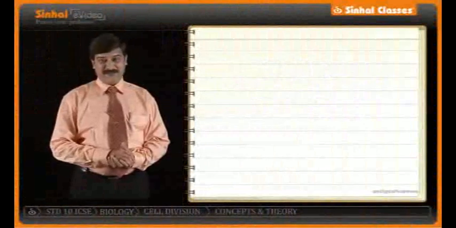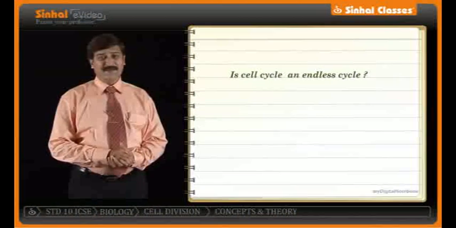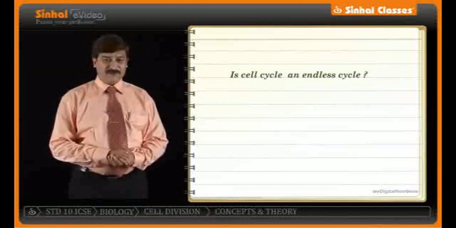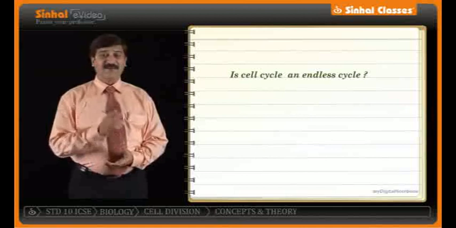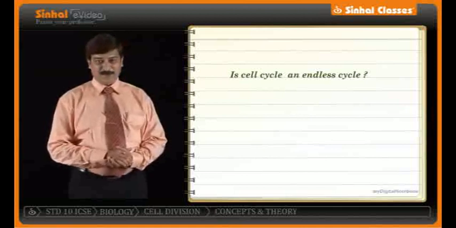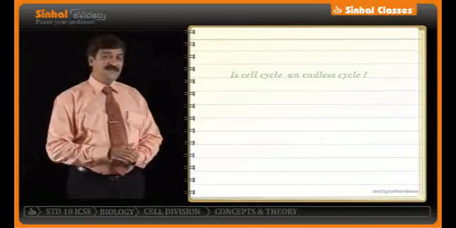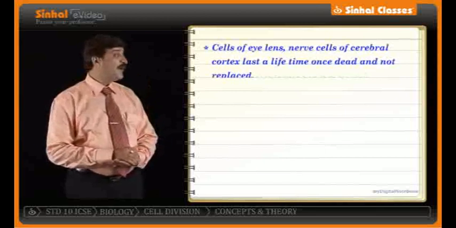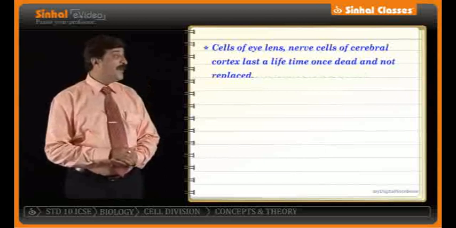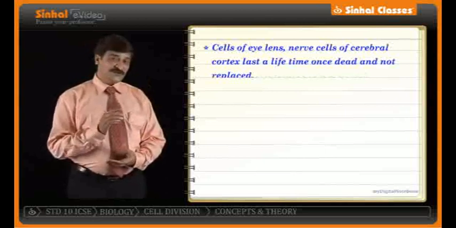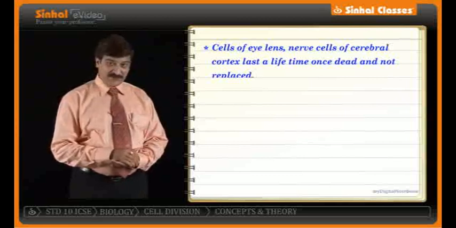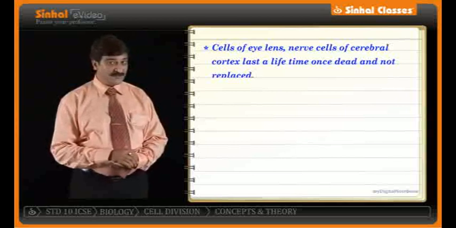One question at this stage: do you think the cell cycle is an endless cycle? If this question has to be answered, here are a few examples for you. Taking the cells of the eye lens or nerve cells of the cerebral cortex, if they are lost, they are not replaced, meaning these are cells which are formed only once.